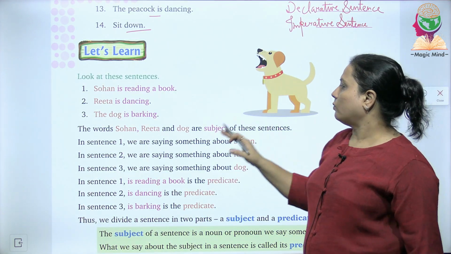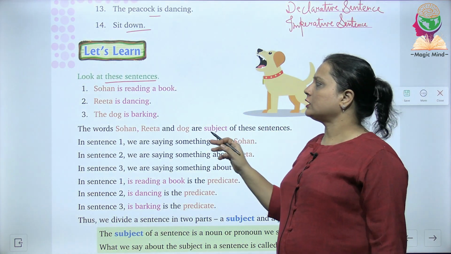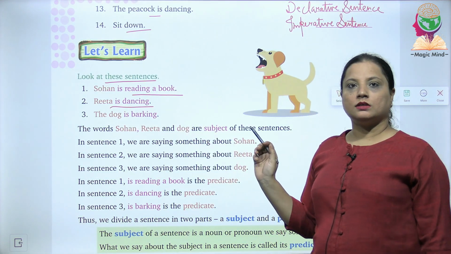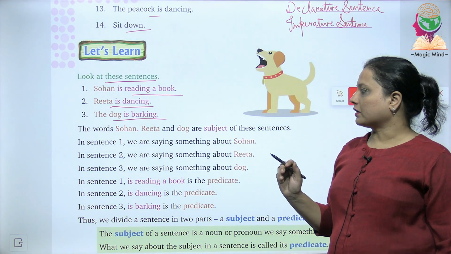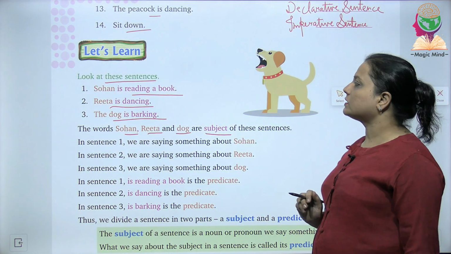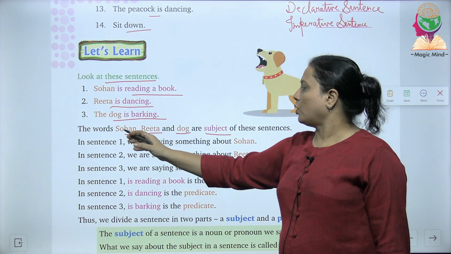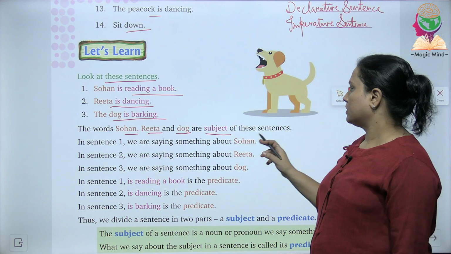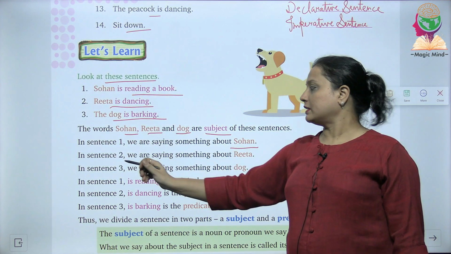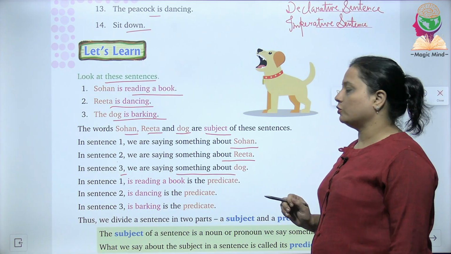Let's now move further. The book states that now you have to look at these sentences and read them. The first sentence is Sohan is reading a book, Rita is dancing, the dog is barking. So the words Sohan, Rita and dog are subject of these sentences. The names given over here, or you can say the noun given over here, it is known as the subject of the sentence. In sentence 1, we are saying something about Sohan. In sentence 2, we are talking something about Rita. In sentence 3, we are talking about the dog.